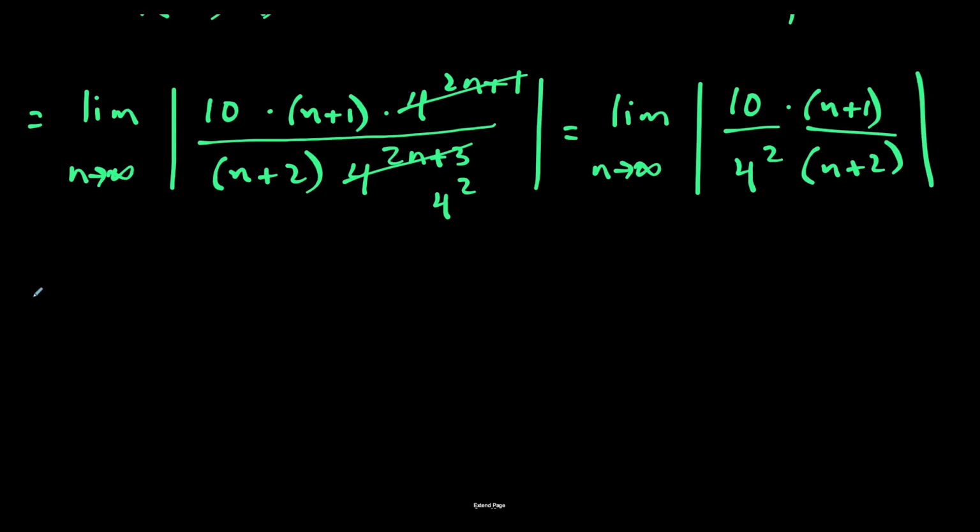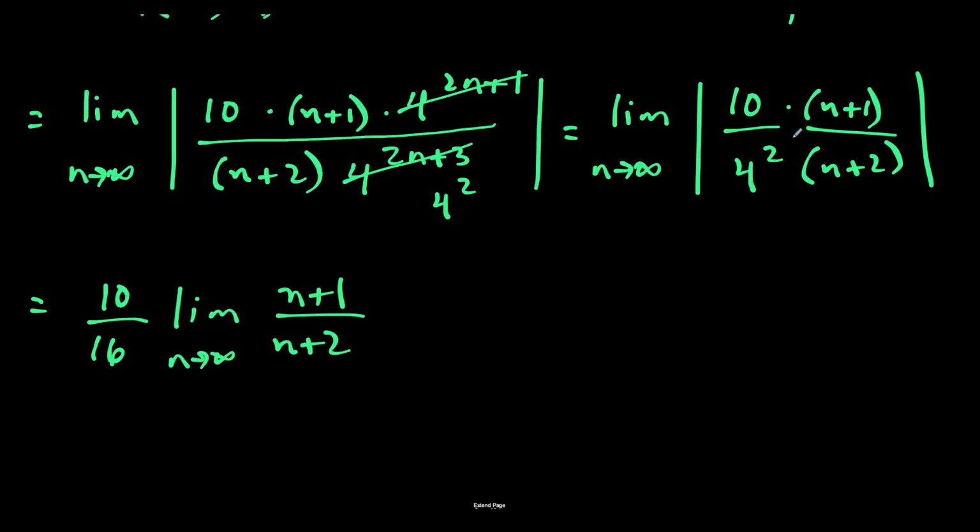So we have this here. And now notice, since n is going to infinity, we could get rid of the absolute value because we have all positive stuff here. And what I'm going to do is this constant I'm going to factor out of the limit. So now this is going to be 10 over 16, when we do 4 squared, times the limit as n goes to infinity of n plus 1 over n plus 2. And once again, because n is going to infinity, n plus 1 over n plus 2 is positive. So we could get rid of the absolute value.